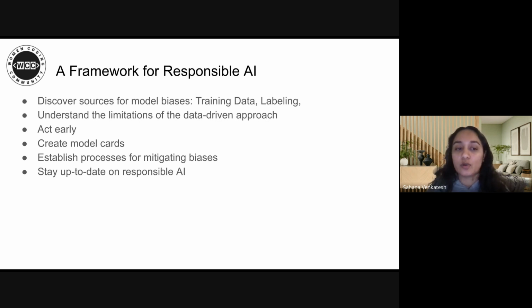It's also important to act early. Create model cards. Model cards basically describe the training data of the model, how you evaluated it, and what the model is about. Share as much as you can about the model, especially if it is going to impact the public or millions of users. And finally, because responsible AI is an evolving topic, it's very important to stay up to date on what's happening out there.